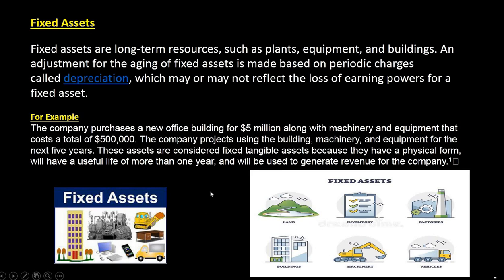These are some images connected with the fixed asset. As you can see there, it's a tractor, land, inventory, factories, buildings, any type of machinery. These all are connected with fixed assets.